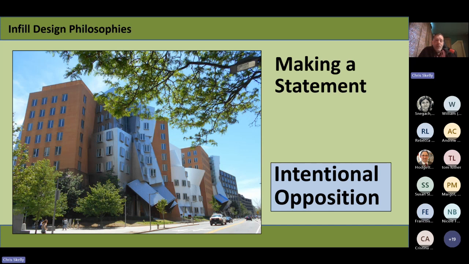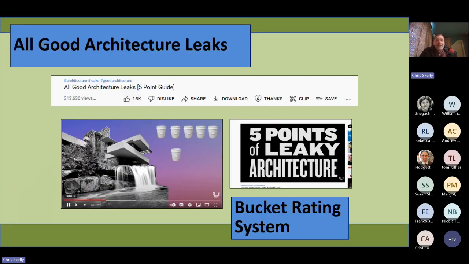So one way to think about a success for a building is this rating system here. All good architecture leaks. And so it's the bucket rating system on whether the building leaks or not. And you're maybe familiar with Fallingwater from Frank Lloyd Wright. That one on this bucket rating system got 6 buckets for the leaks that it has at that property.